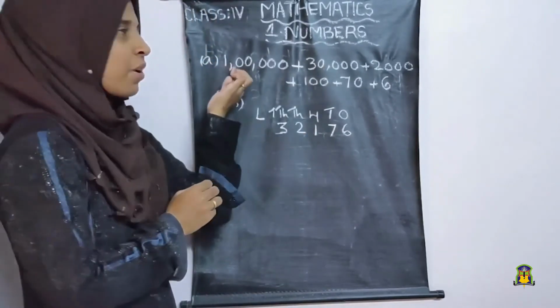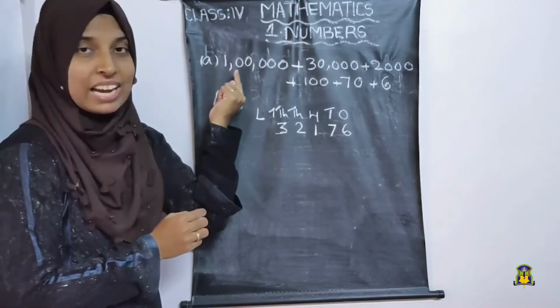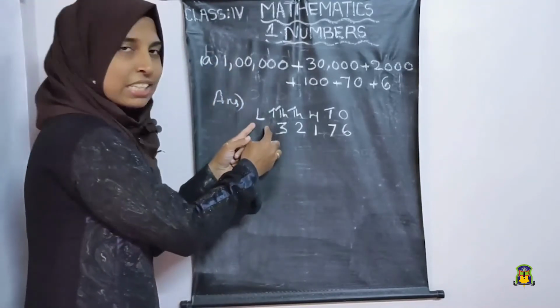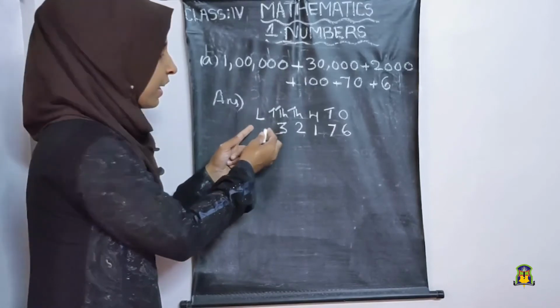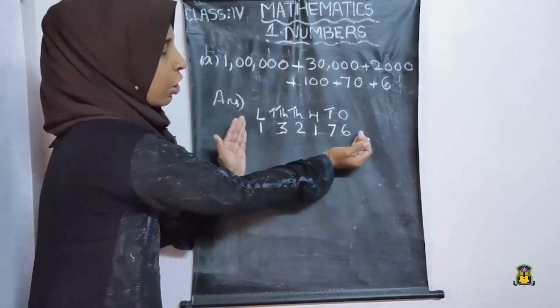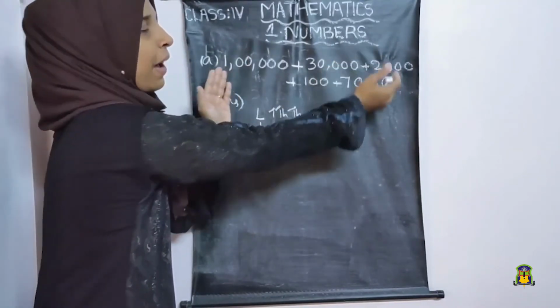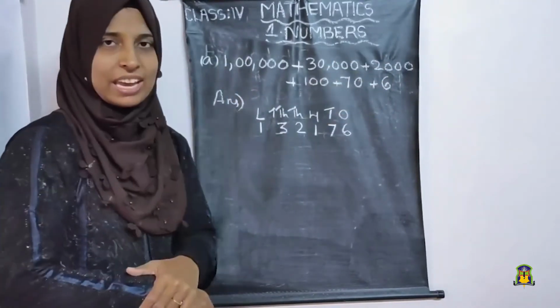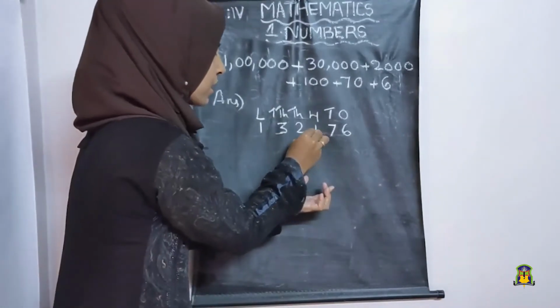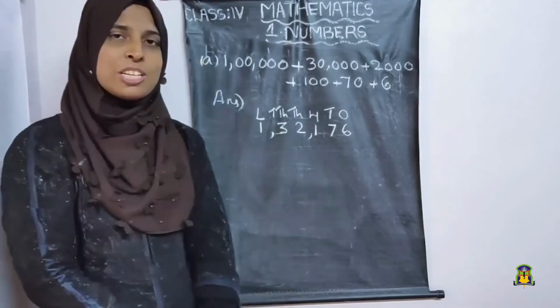Next, 1 lakh. Here in the lakh place, we have 1. That means in the short form, in the lakh place, we have 1. Okay, so this is the short form for this expanded form. Then we can put the commas, after the ones period, then after the thousands period.